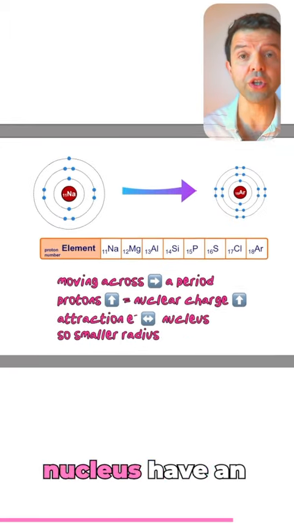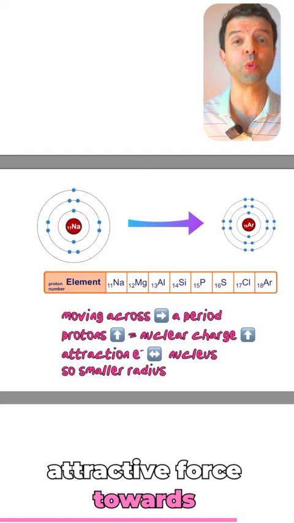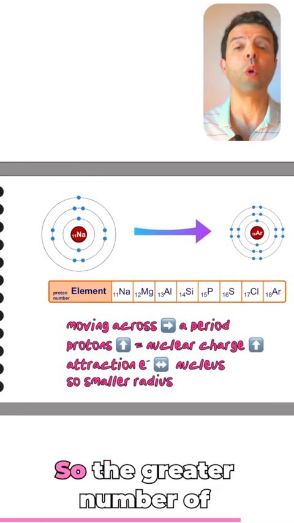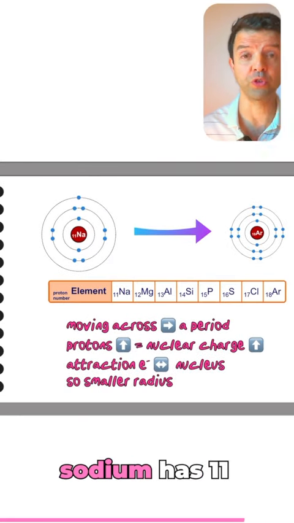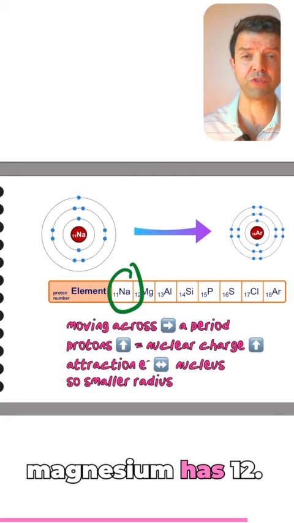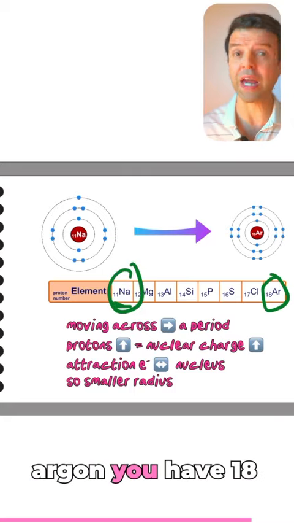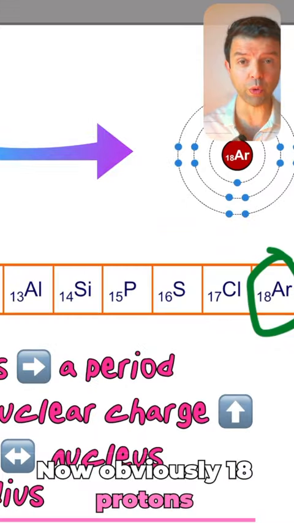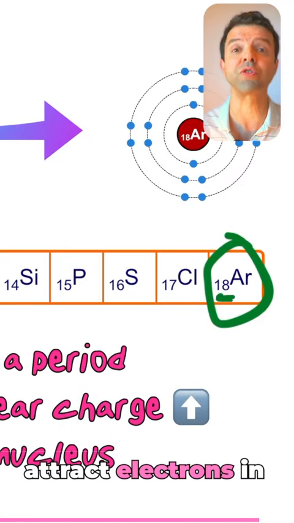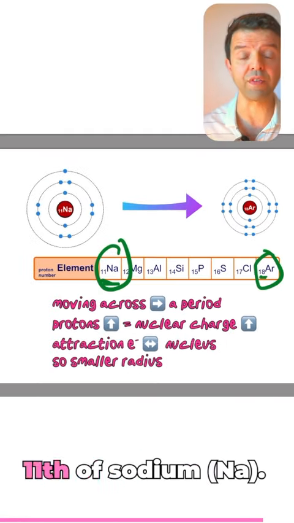The protons in the nucleus have an attractive force towards those electrons in the shells. So the greater the number of protons, so for instance, sodium has 11 protons, magnesium has 12, all the way to argon, you have 18 protons. Now, obviously, 18 protons in the center will attract electrons in a stronger way than the 11 of sodium.